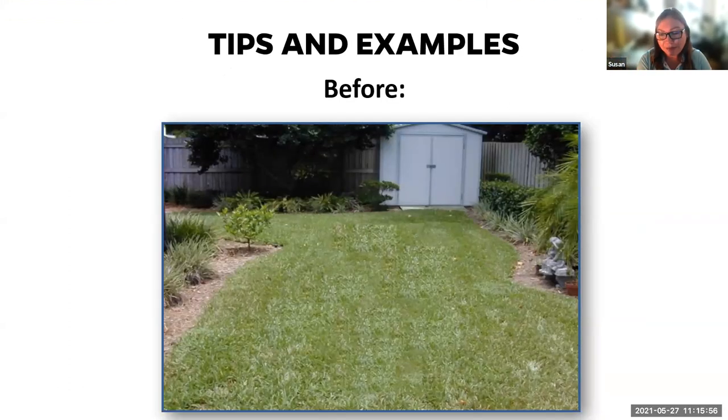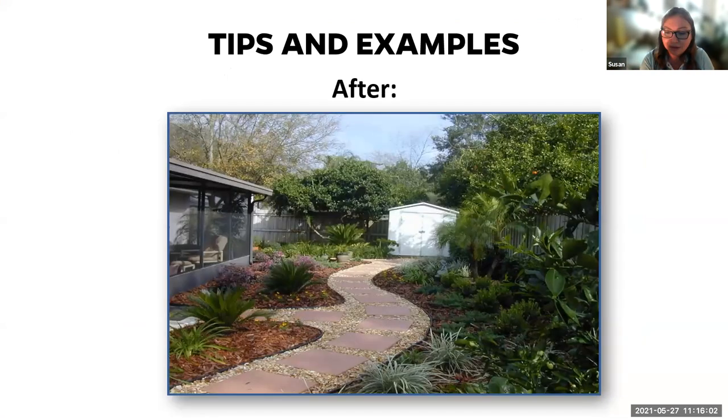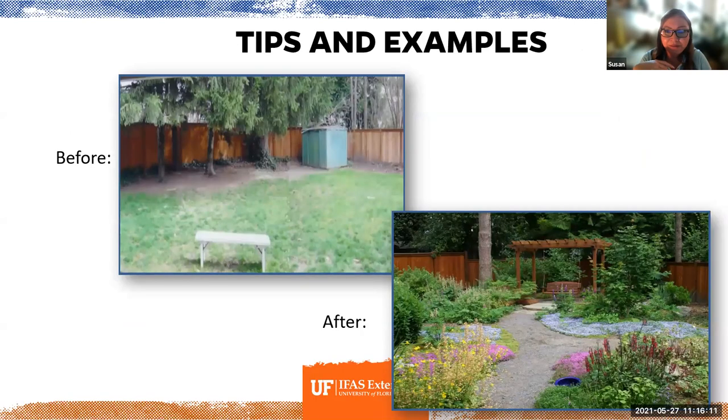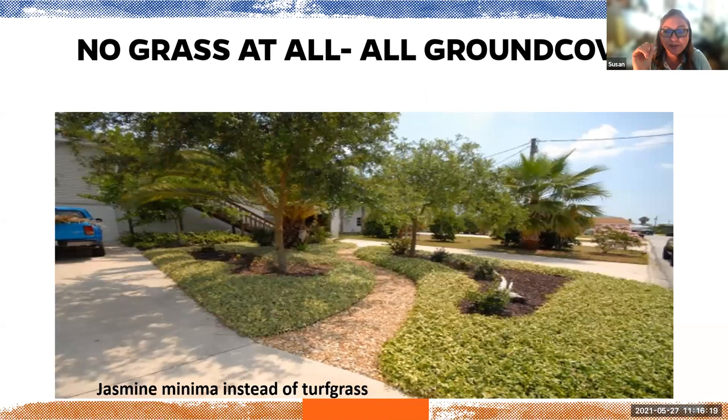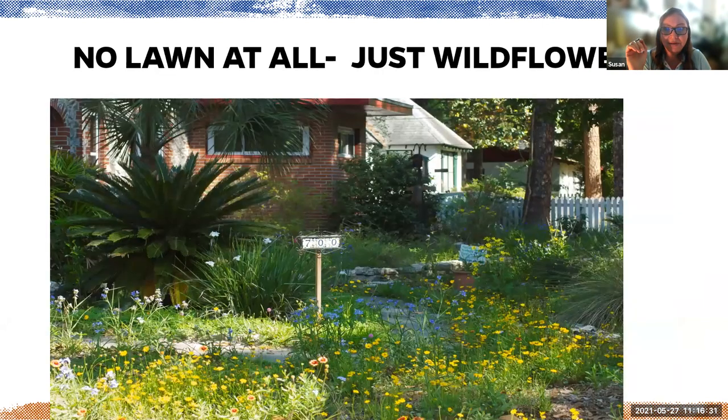Here's an example of a before of someone's backyard. And this is the Florida-friendly remake of that same exact space. Hard to believe, right? And here's another one, the before is on the left there. And then you can see the beautiful remodel that they accomplished there. So here's an example of no grass at all in the front yard. This is all jasmine minima ground cover instead of turf grass. And here's no lawn at all, just wildflowers. I would venture to say this person probably does not live in an HOA.